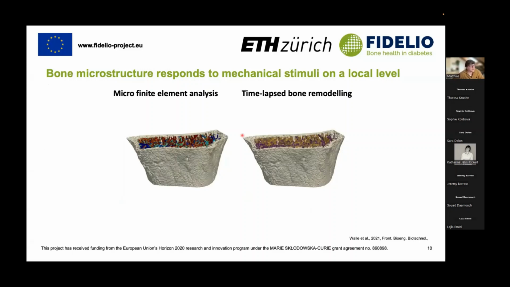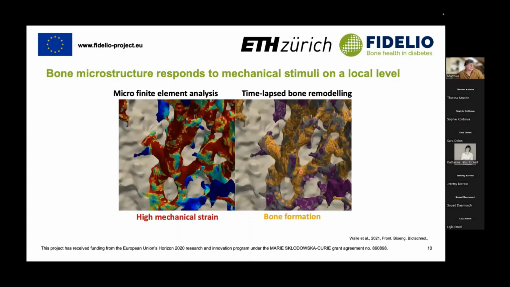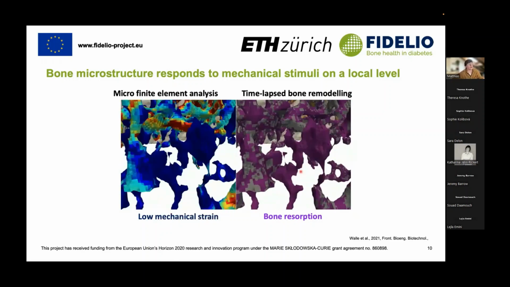But of course, we want to investigate this also on a more local tissue level, where we can use finite element analysis to really analyze the local strain distribution, so how much bone is deformed in different regions. And we can then correlate this to our bone formation and resorption sites, which we identify with this time-lapse bone remodeling concept that I presented earlier from subsequent HR-pQCT images. And what we can then see is that in regions of high mechanical strain, bone formation is more likely to occur, and in regions of low mechanical strain, bone resorption is more likely to occur.